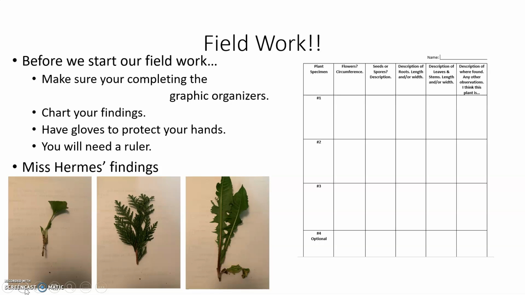Now, you are going to do some field work of your own to find plants and observe their parts and structures. As you do your field work, I want you to fill out your graphic organizers and measure and chart your findings. This on the right is what your graphic organizer should look like. Before you go out to do your field work, make sure you have a pair of gardening gloves or any other gloves to protect your hands, as well as a safe place to examine all the plants you find. You will also need a ruler.